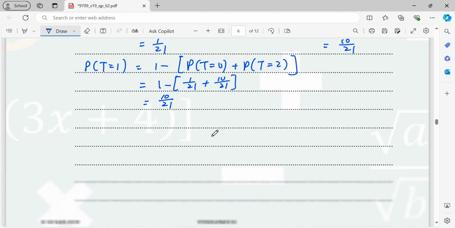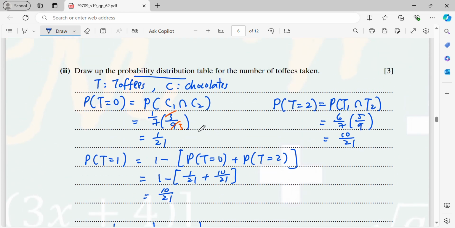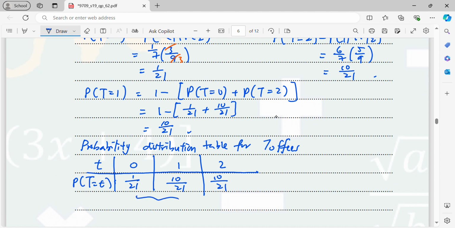Therefore, with these 3 probabilities, I can draw the table. So this is the table. When PT equals 0, I get 1 over 21. PT equals 1, 10 over 21. And followed by 10 over 21. To make sure that your table is correct, this is the probability distribution table for toffees. Make sure the total of these three probabilities is 1. That is the condition for the probability distribution table. So done for this question.